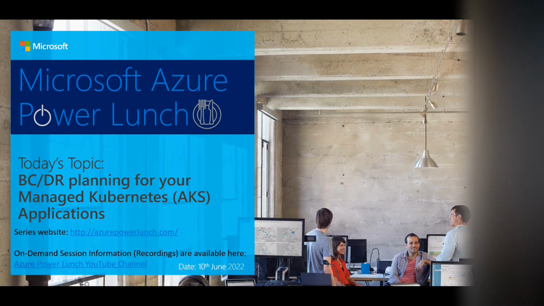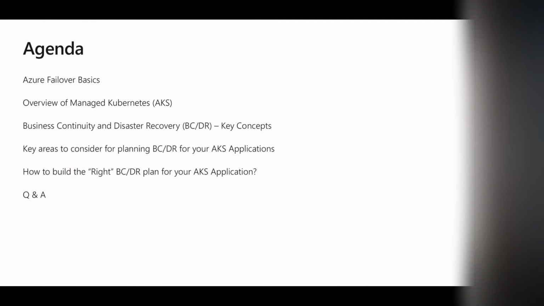Today's topic, we are going to be talking about BCDR, basically business continuity and disaster recovery planning for your managed AKS applications, what things you need to look at. And just a quick disclaimer, we are not going to be talking about some of the AKS basics. As always, we do a quick loop around. So just want to give a quick heads up, but the links would be there. So if you want to do a refresher, you should be able to do that.